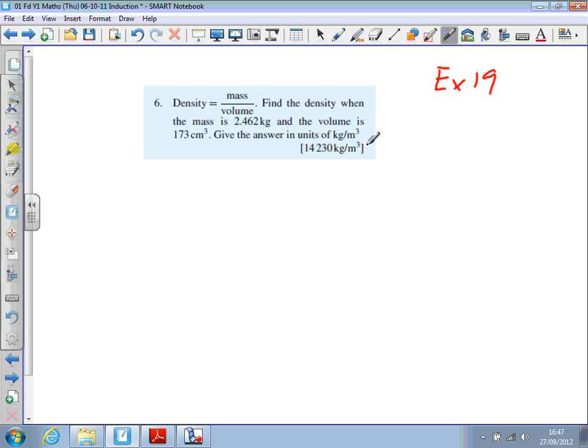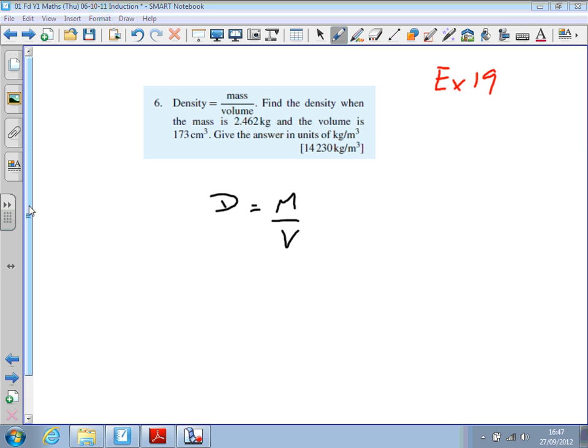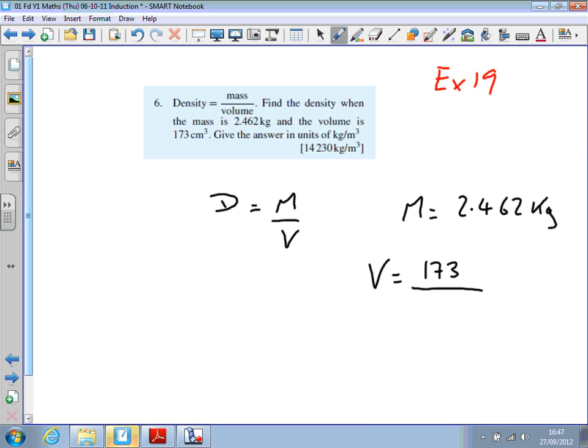So that's our problem. If we'd followed our checklist, density is mass over volume, that's the correct formula and it's in the right form. So now we have to think about the units. The mass is correct, that's 2.462 kilograms, but the volume is going to be 173 divided by how many cubic centimeters are there in a cubic meter?